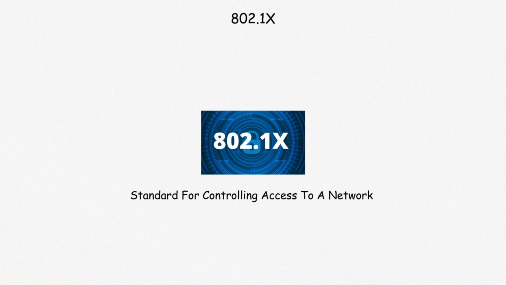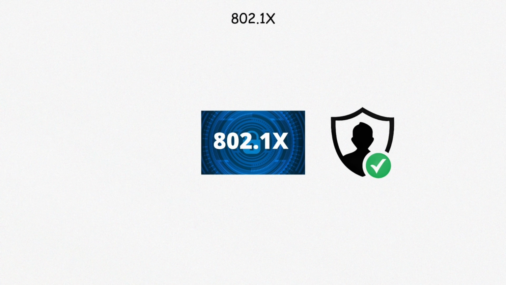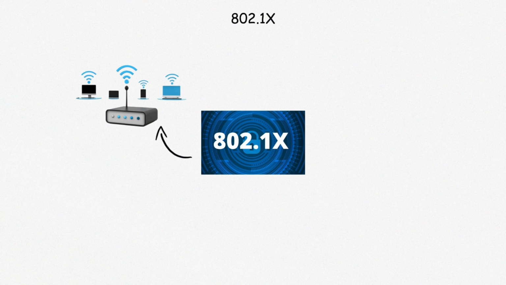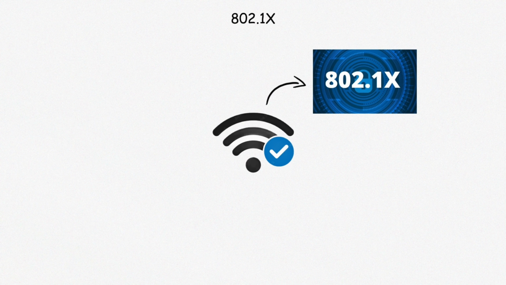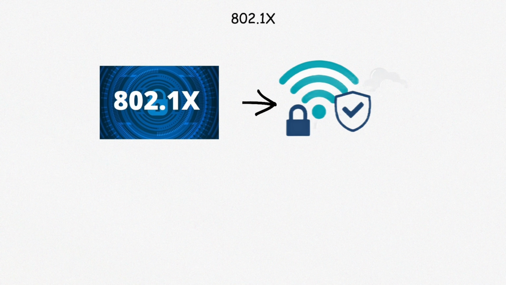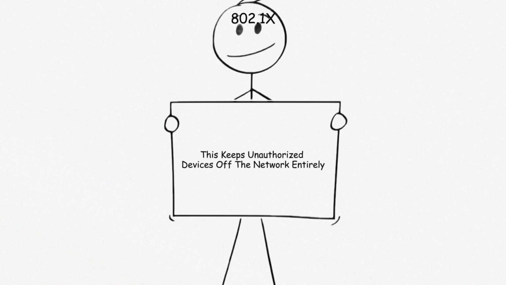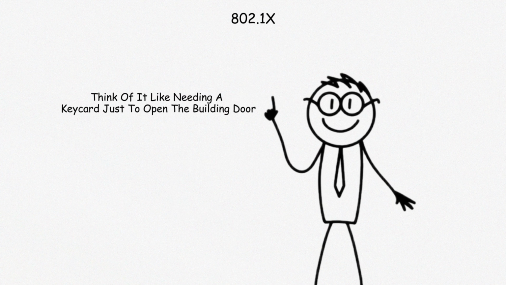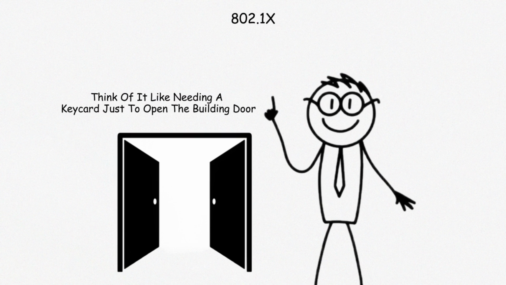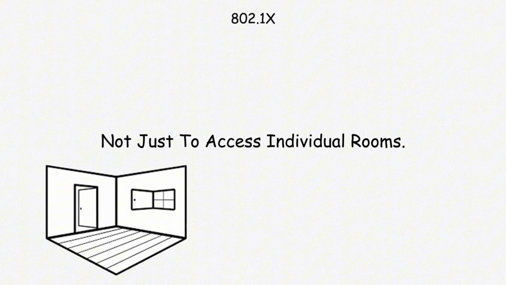802.1x. 802.1x is a standard for controlling access to a network based on authentication. It's often used in enterprise Wi-Fi setups and wired Ethernet ports. When you plug in or connect to the Wi-Fi, 802.1x steps in to check if you're allowed in. It usually works with RADIUS and can use certificates or usernames and passwords to validate users. If you're not authenticated, you're blocked before you even get an IP address. This keeps unauthorized devices off the network entirely. Think of it like needing a keycard just to open the building door, not just to access individual rooms.